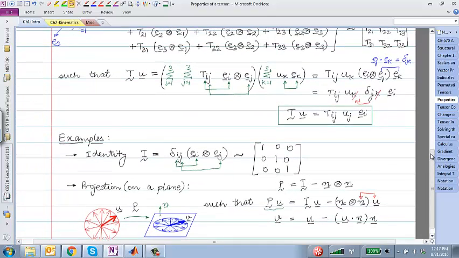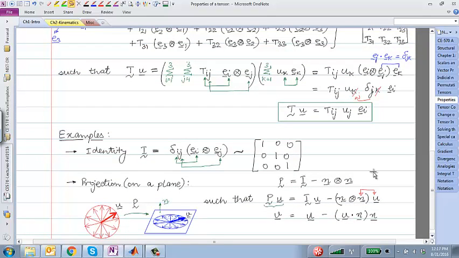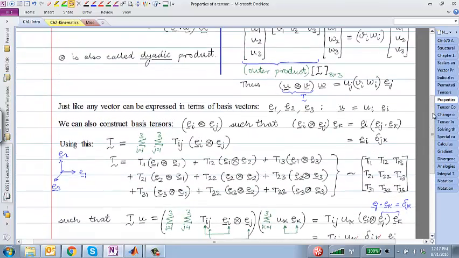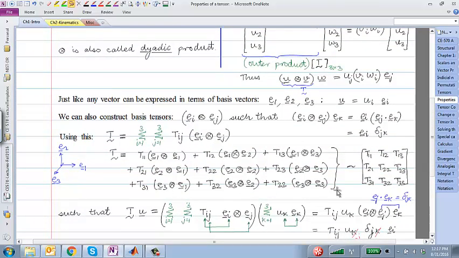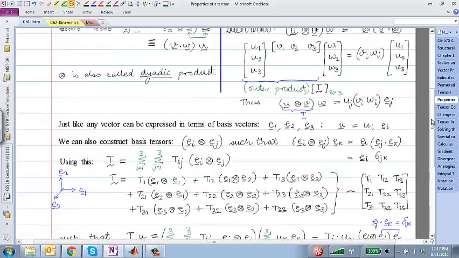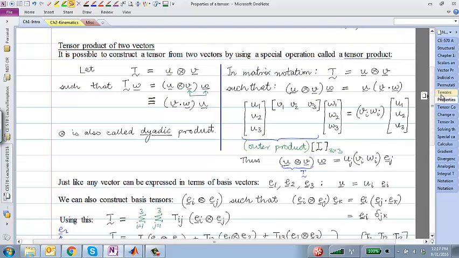Any questions on these things? Question? Yeah, go ahead. I'm a bit confused about the matrix notation of tensors. Okay, let's see. This one? No, above that? About this matrix notation. Now, here?